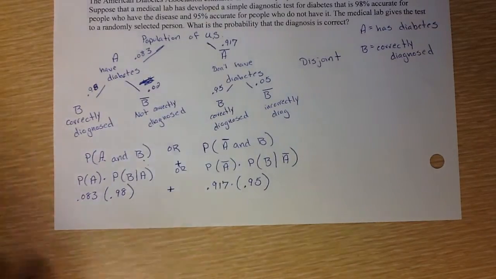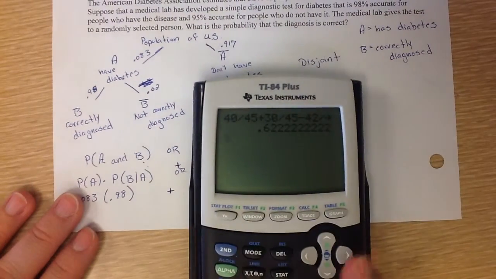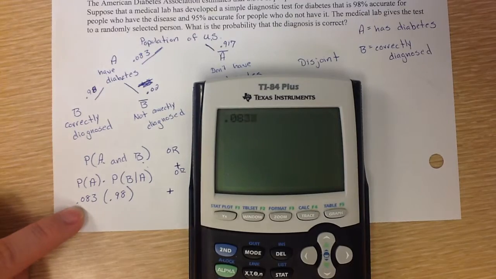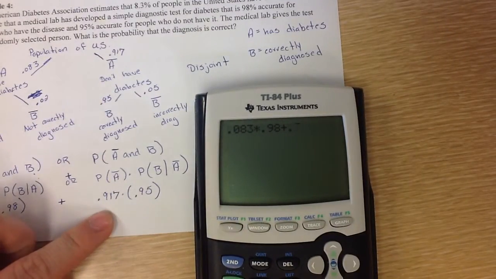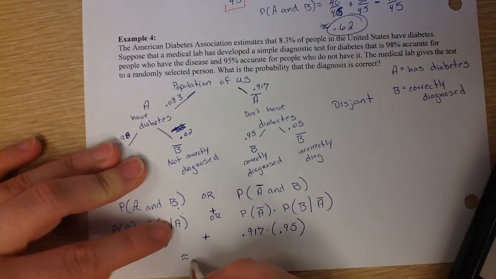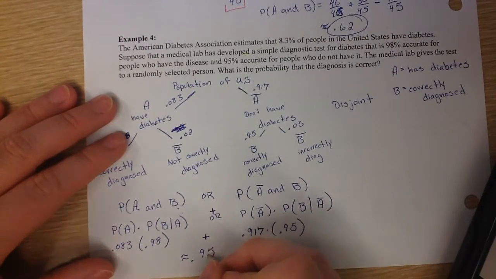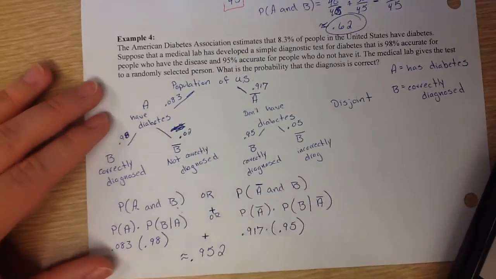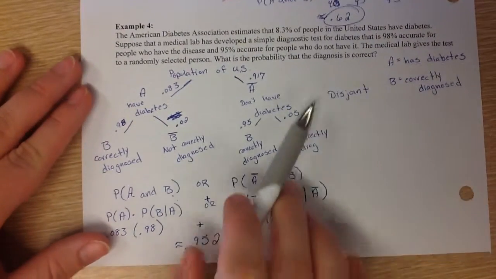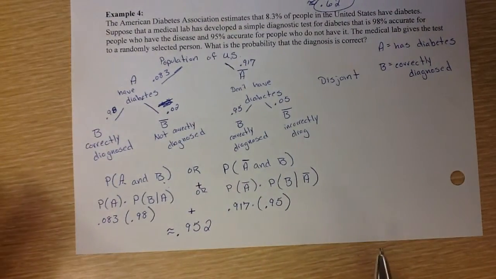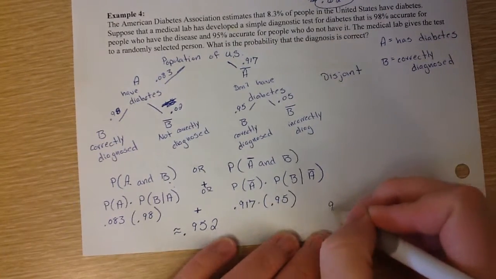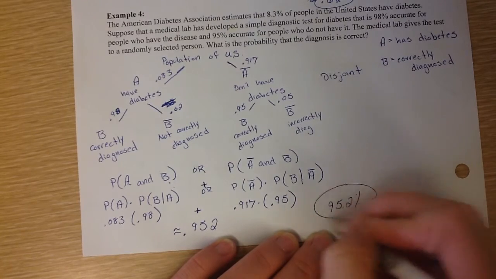So now let's go ahead and look at the probability of being correctly diagnosed. So I would take 0.083 times 0.98 and add that to 0.917 times 0.95. That is 0.952. So the probability of just grabbing a random person off the street, running this test, and them being correctly diagnosed is approximately 95.2%.